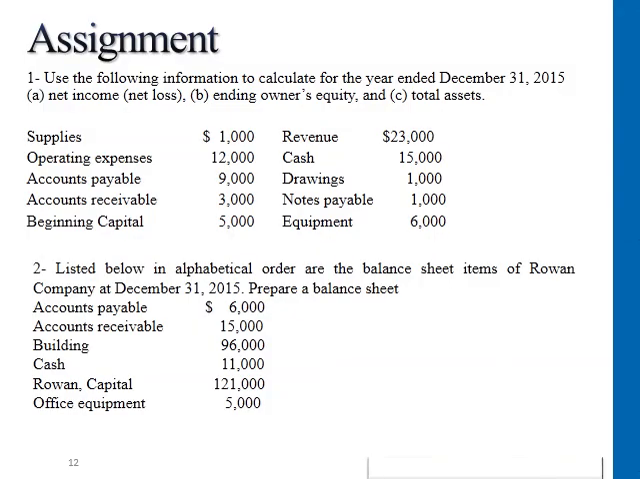And you have this assignment. Please try to solve it, and I will check it with you next time.